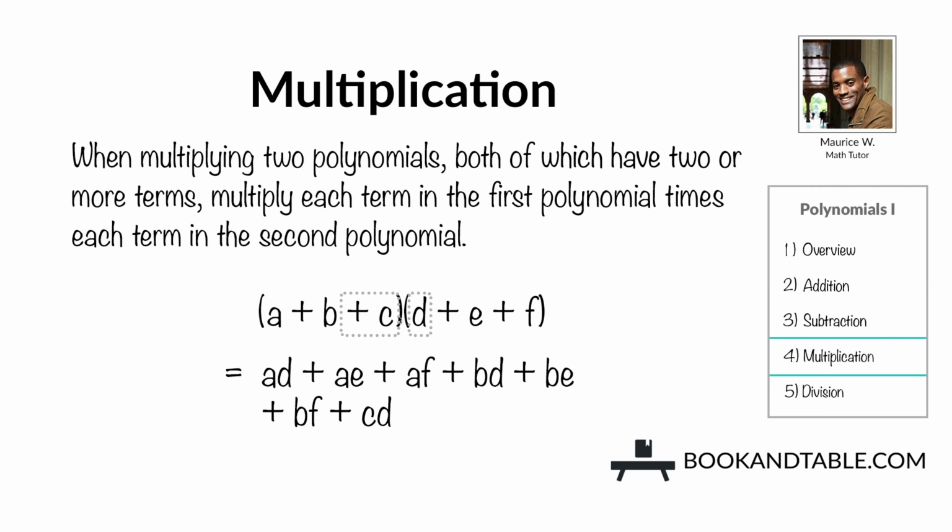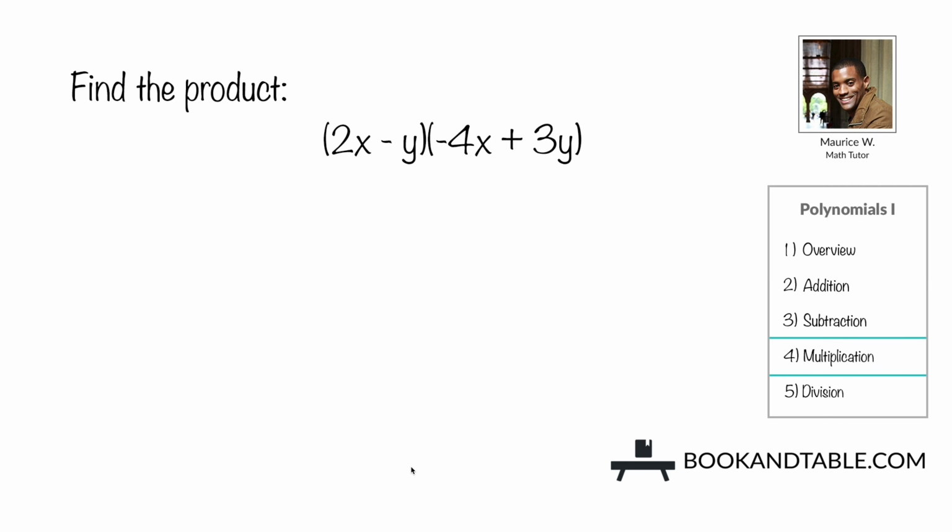So now we want to multiply the next term in our first polynomial, c, times all 3 terms, giving us c times d, which is cd, c times e, which is ce, and c times f, which is cf. So this would be our final answer. But again, regardless of how many terms are in each polynomial, you're going to multiply each term in the first polynomial times each term in the second polynomial. Let's have a look at another example.